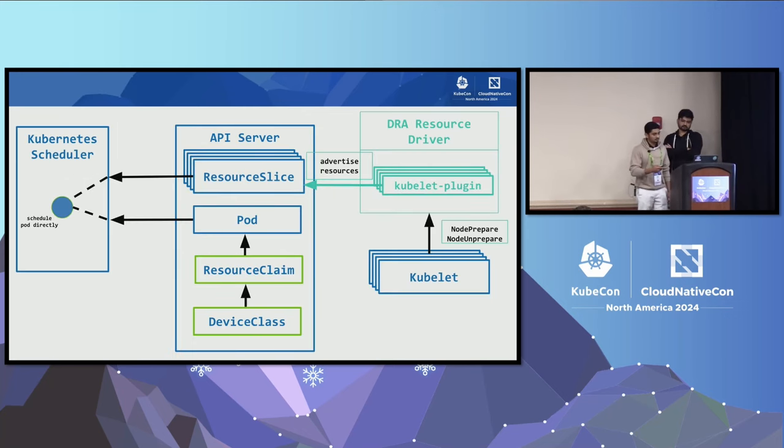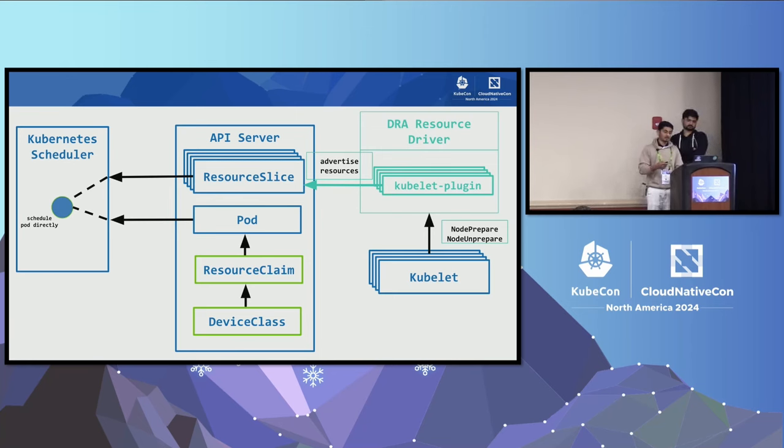At a high level, the way this works is that anytime an admin decides that they want to have a device allowed in the cluster, they bring in a DRA resource driver. That driver first advertises all the devices it can allocate. The way it advertises is through a resource slice object. There is a per-node object called resource slice, and in that there will be a list of devices that the driver can manage.